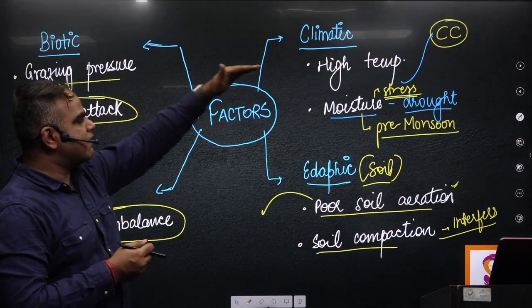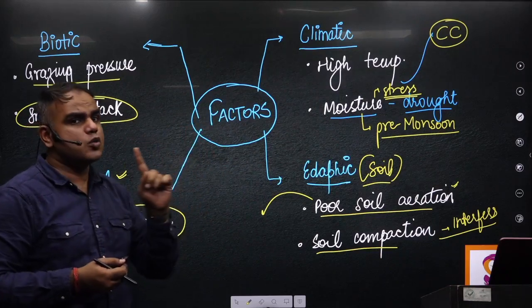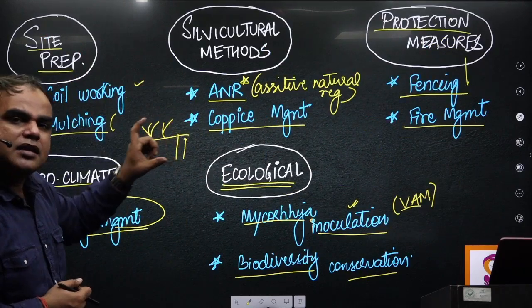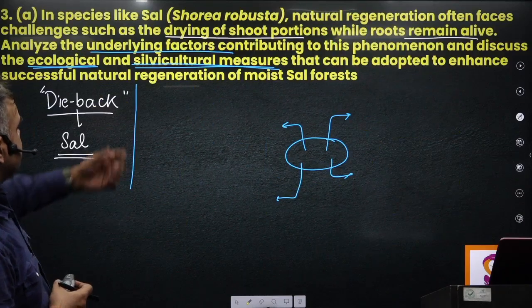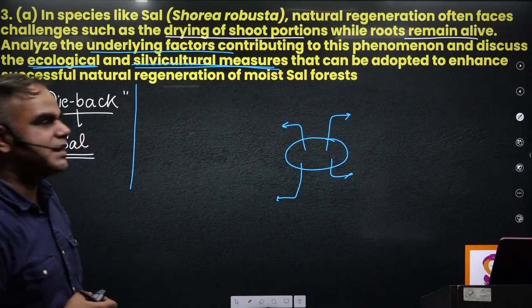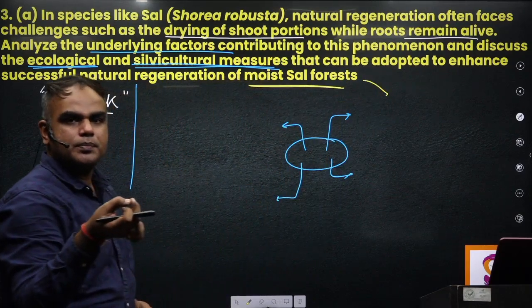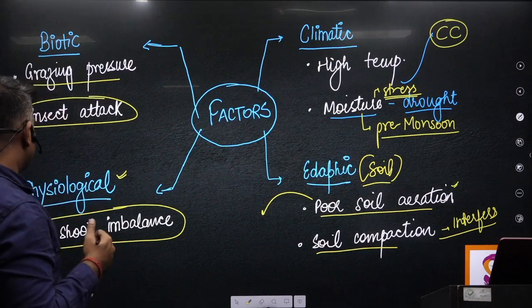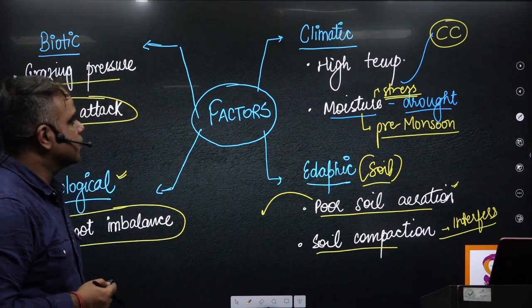Now within the factors, I've given you two factors each. You can even go more, you can even write more factors, but the point is to address all the parts of the question. So here also we have addressed the silvicultural methods also and the ecological methods also that need to be taken into account, or which can be adopted, to enhance successful natural regeneration of the moist sal forest. So from the moist we can understand it requires moisture. Without enough moisture there will be drying up, which can happen because of the root-shoot imbalance also. Okay, I hope you understand this.